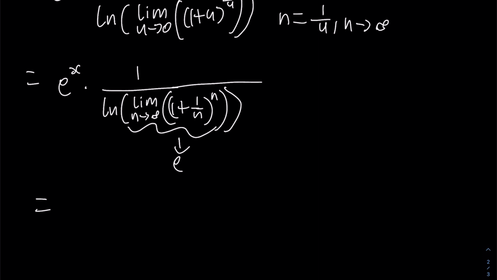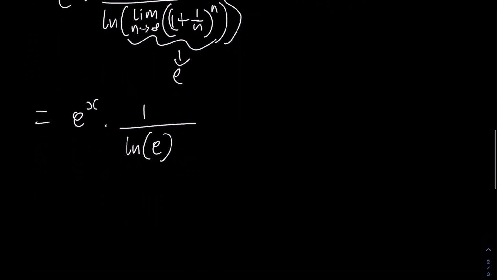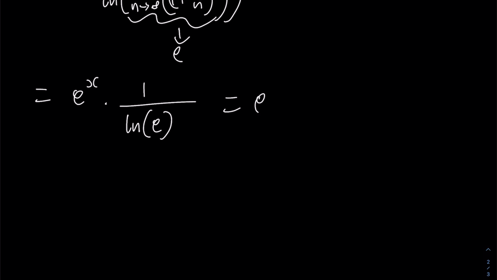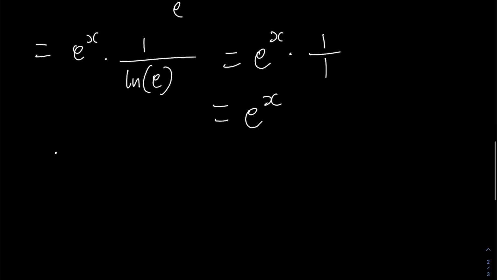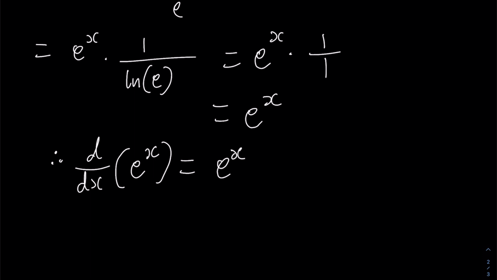So all we have now is e to the x multiplied by 1 over the natural log of this limit, which evaluates to e. And of course, the natural log of e is 1. So this is equal to e to the x multiplied by 1 over 1, and that is equal to e to the x. So therefore, the derivative of e to the x is equal to e to the x, and then we can put a box like so, which is very, very cool.